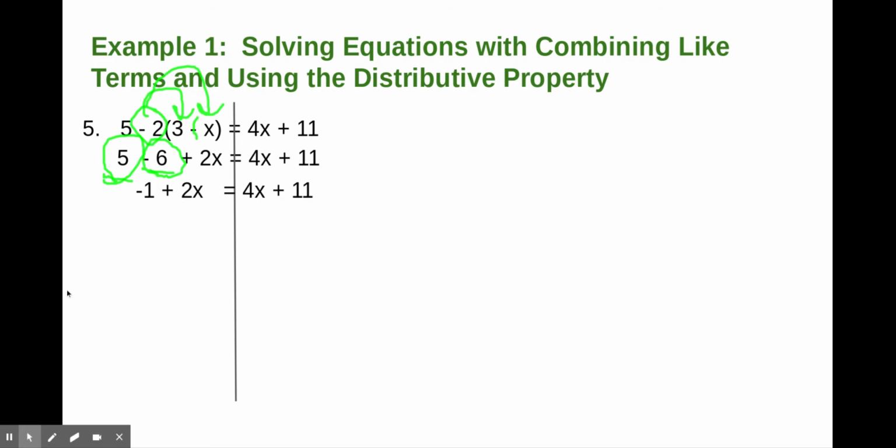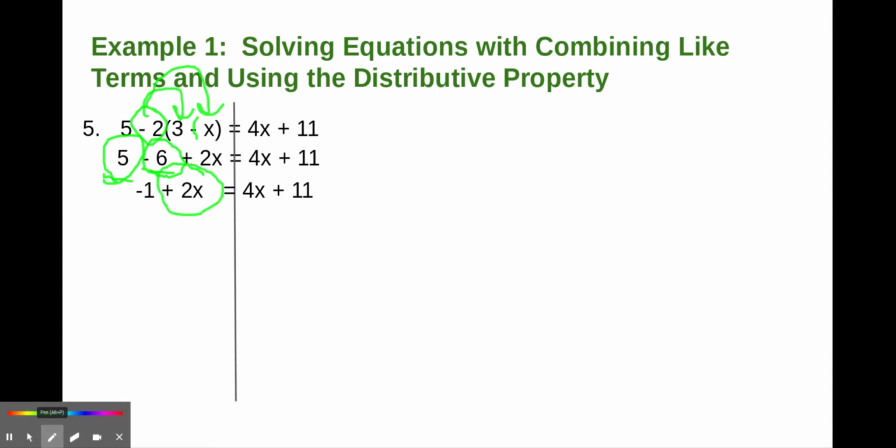Okay, so I distributed. That was my first step. My second step then is I combine my like terms over on this left side. And now my third step is to take the baby bear to its mama bear. I need to combine my variable terms.